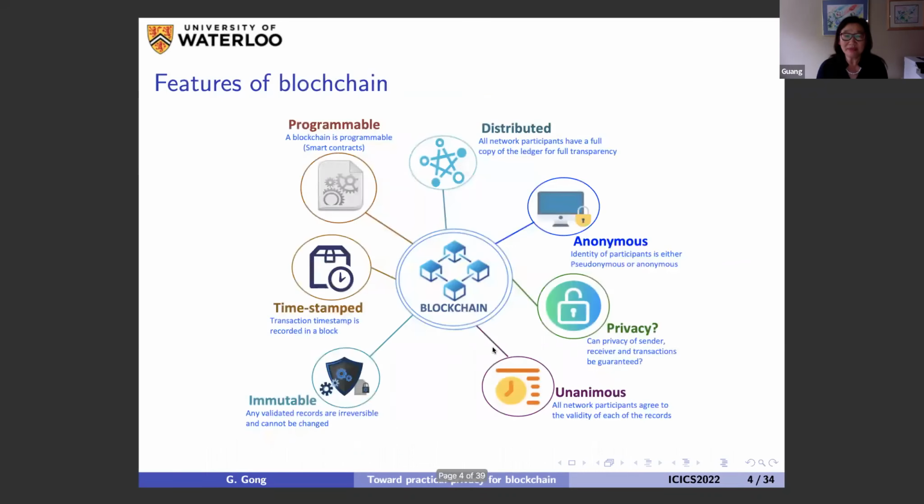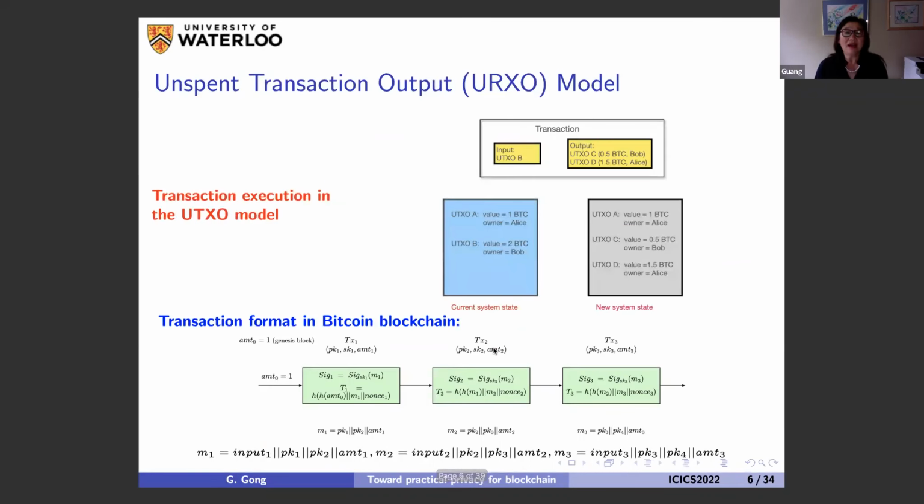Now we look at it in more detail. In many cryptocurrencies, they use a model called the unspent transaction output model. So you look here, basically the transaction will have an input, which we call UTXO-B, and the output will be two UTXOs. One is labeled C, another labeled D.